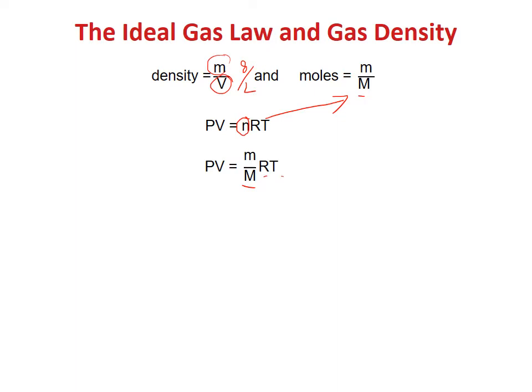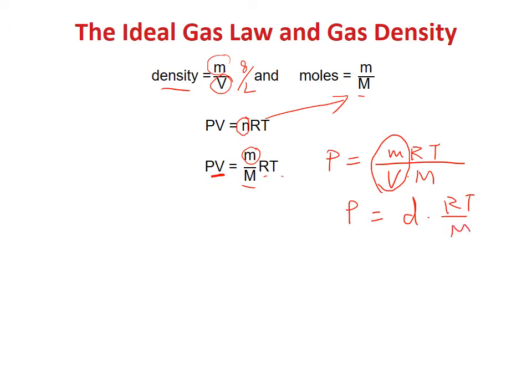In order to introduce density into this equation, we notice that there's a mass m, and there's a volume here. So if we divide by volume on both sides, the left side becomes P, and the right side becomes m RT divided by V, and molar mass. Note that mass divided by volume is the density. So we have P equals density times RT divided by M.